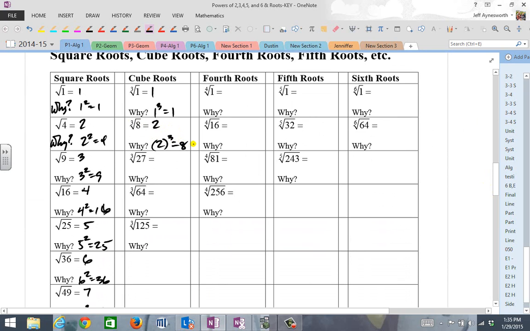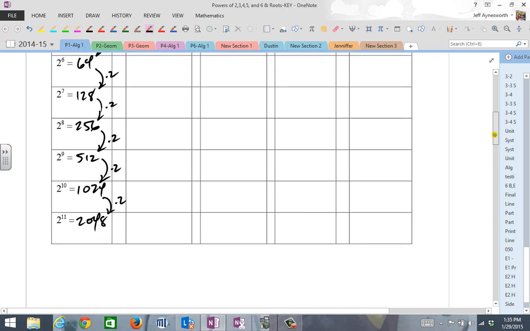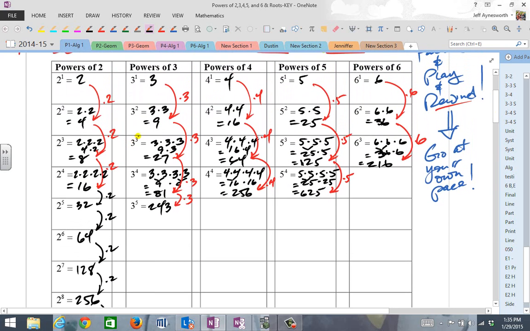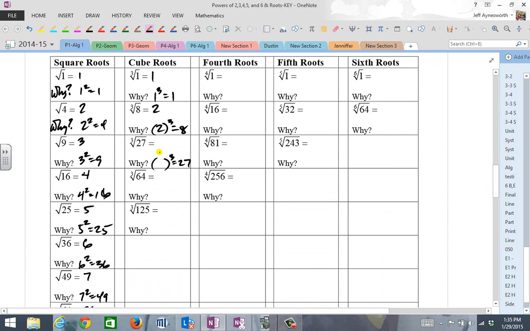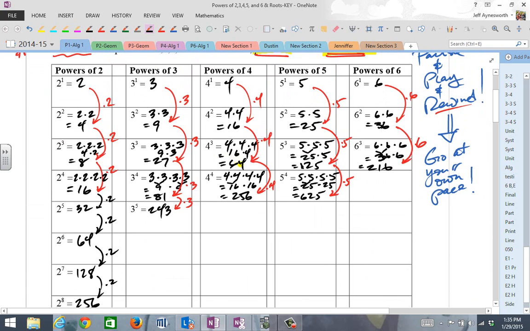All right, what's the cube root of 27? What number cubed gives you 27? Well, let's go back up top. Well, 3 cubed gives you 27. So the cube root of 27 gives you 3. That's why I started off with the squares, the cubes, and so on, or the powers of 2, 3, and 4. So since we know that 3 cubed gives you 27, the cube root of 27 is 3. If you know your powers, you know your roots. That's why I started off with the powers first. Okay, the cube root of 64. What number cubed gives you 64? Let's see, 4 cubed gives you 64, so the cube root of 64 gives you 4.